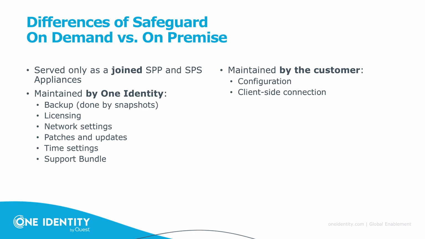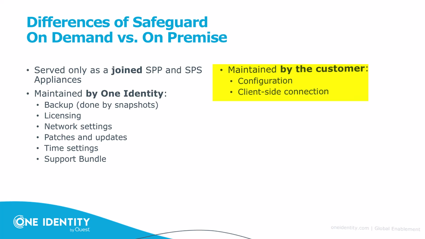Now let's see the major differences. First of all, Safeguard is served as a joint SPP and SPS appliance. In standalone mode, they are not available. One Identity maintains the backup. It's done by snapshots. One Identity manages the licensing, configures network settings, does patches and updates, sets up the time of the device, and the support bundle. So the customer only needs to bother about configuration of the device and needs to set up the client-side connection.